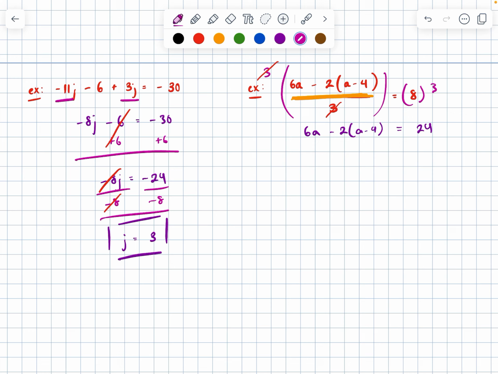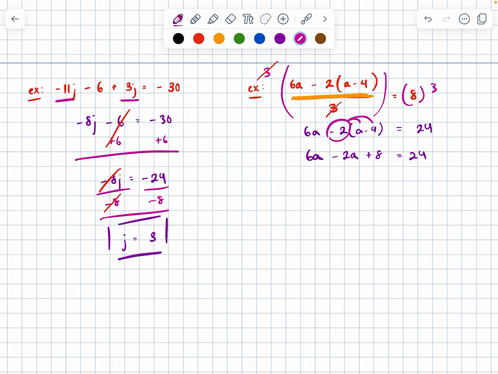And here again, I want to put these a's together, but I can't yet because of the parentheses. One way to do that is to get rid of them by distributing. So I'll take my 6a, and then I've got this negative 2. Again, my negative travels with the 2 there. I've got to distribute that. So my negative 2 times a is negative 2a. Negative 2 times negative 4 is positive 8. And then here I'm at 24.